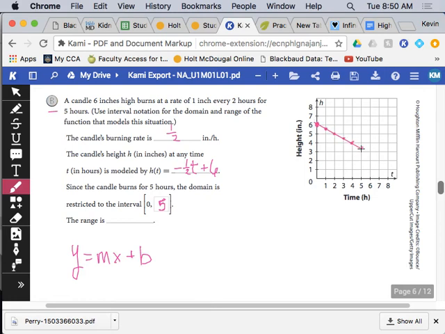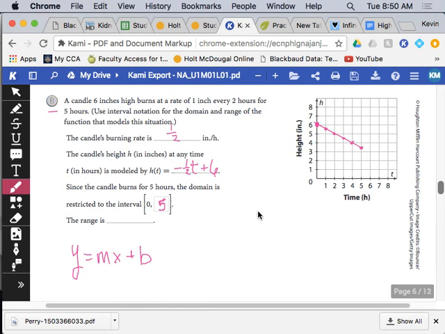And I plotted it. Good. Now, the range is the values of the dependent variable. In this case, the dependent variable is height. So it goes from the lowest value to the highest value.